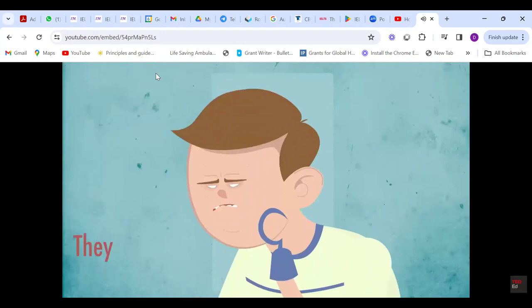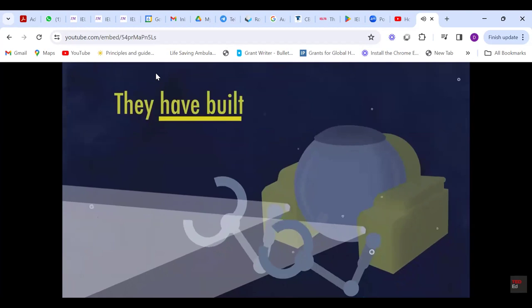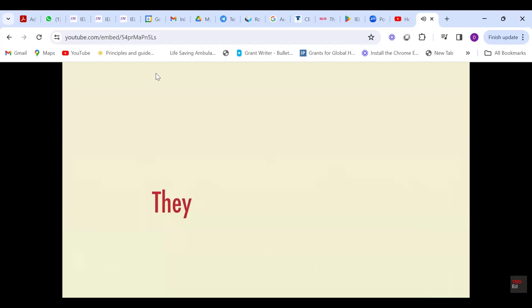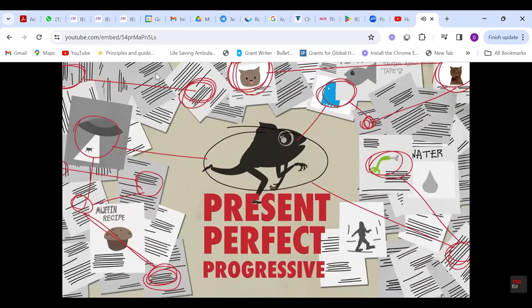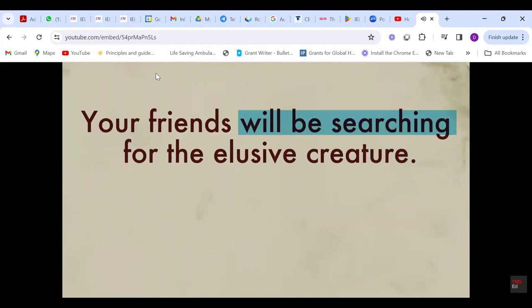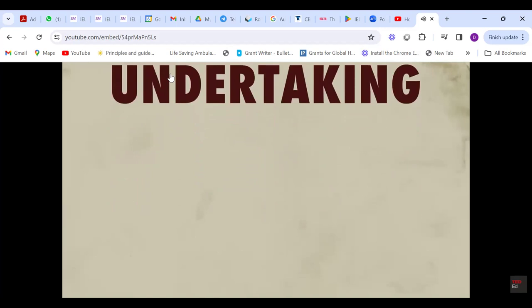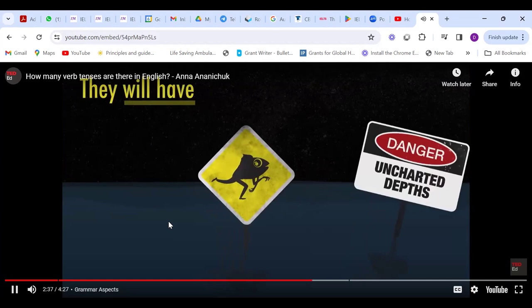In the present, they tell you that they still search for the creature today, their present simple activity. Perhaps they are preparing for their next mission, continuously as they speak. And they have built a special submarine for it, a completed achievement. Plus, if they have been researching possible sightings of the creature, it's something they've been doing for a while and are still doing now, making it present perfect progressive. So what does this next mission hold? You know it still hasn't happened because they will depart next week, the future simple. Your friends will be searching for the elusive creature, an extended continuous undertaking. They will have reached uncharted depths. That's a confident prediction about what will be achieved by a specific point in the future, a point at which they will have been voyaging for 3 weeks in the future perfect progressive.